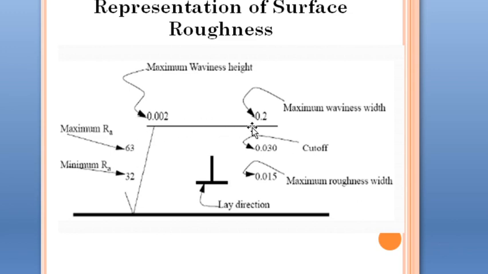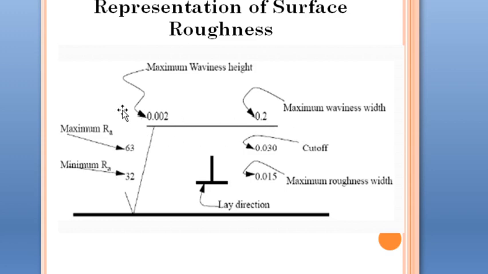The roughness is represented like this, with minimum Ra and maximum Ra. Over the triangle there are two numbers indicated. The higher value is the maximum, and the lower value is the minimum Ra. Ra is the surface roughness, where A indicates the average.